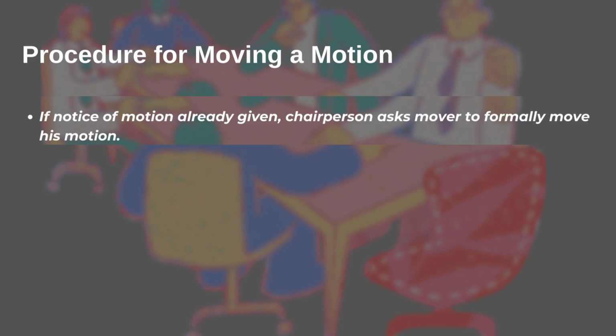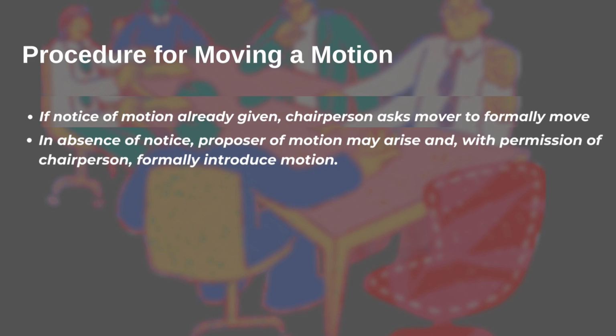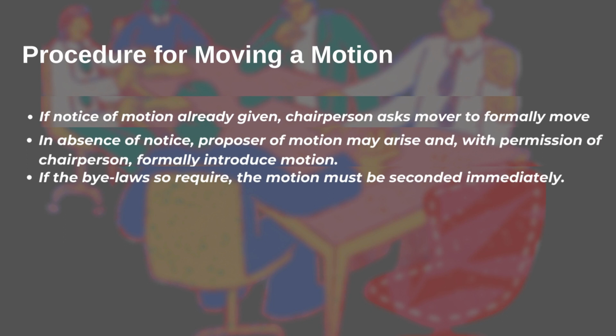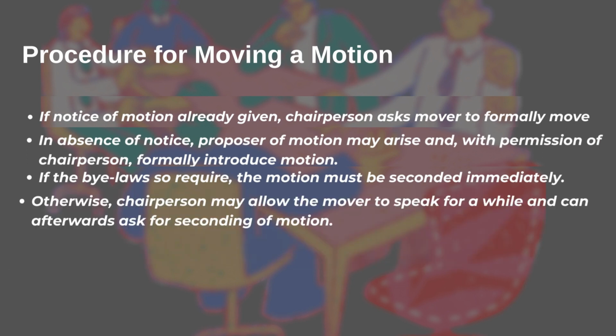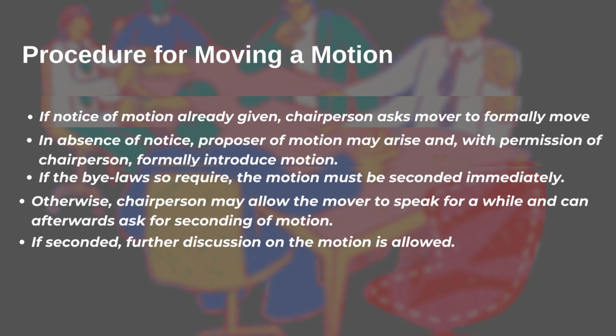If the notice of motion is already given, the chairperson asks the mover to formally move his or her motion. In the absence of notice, the proposer of the motion may rise and, with permission of the chairperson, formally introduce the motion. If the bylaws so require, the motion has to be seconded immediately. Otherwise, the chairperson may allow the mover to speak for a while and then can afterwards ask for seconding of the motion. But it is a good idea to have your motion seconded immediately. If seconded, then further discussion on the motion is allowed. If not, then the motion falls to the ground.